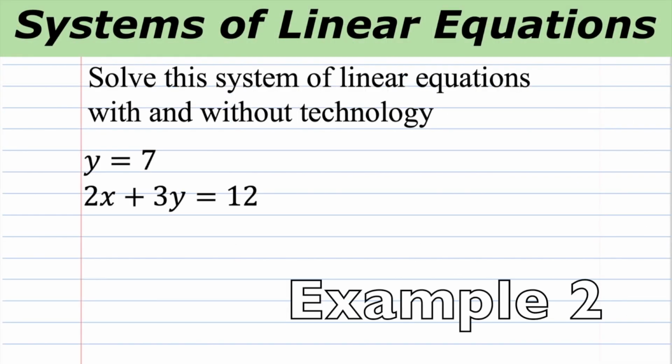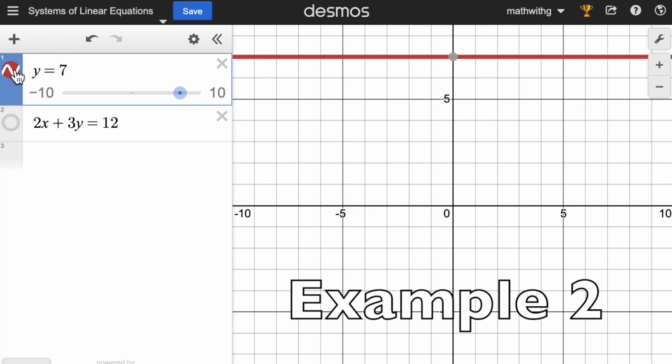Next example, we have two linear equations. The first one is a horizontal line because we have y = 7. And the second one will for sure hit that horizontal line. Let's have a look in Desmos. y = 7 is that horizontal line. And 2x + 3y = 12 definitely hits. And the point that it hits is (-4.5, 7).